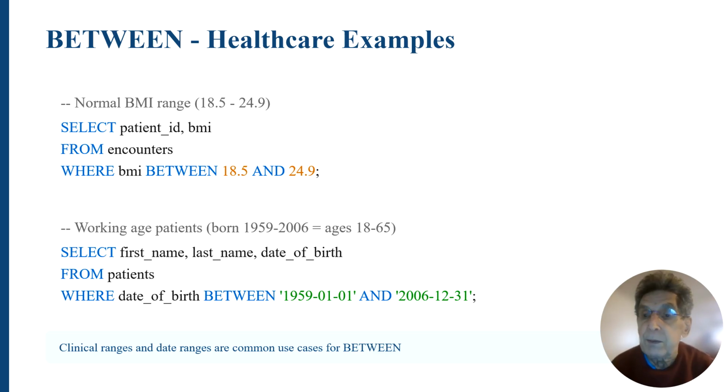Let's look at another example. It's a little bit of a workaround. We want working age patients, typically defined as 18 to 65. Since we store date of birth rather than age, we must calculate backwards. So for patients between 18 and 65 years old in 2024, we look for birth dates between 1959 and 2006. It's not perfect. It doesn't account for whether someone has or has not had their birthday yet this year, but it's a reasonable approximation for many simple use cases. Clinical ranges and date ranges like these come up constantly in healthcare retrieval work.